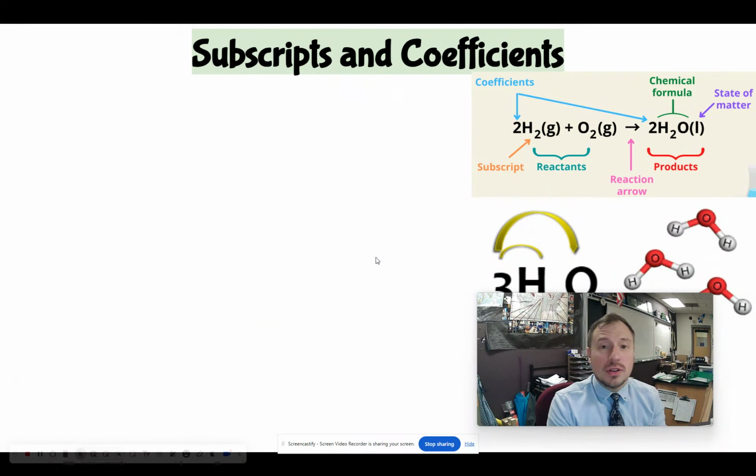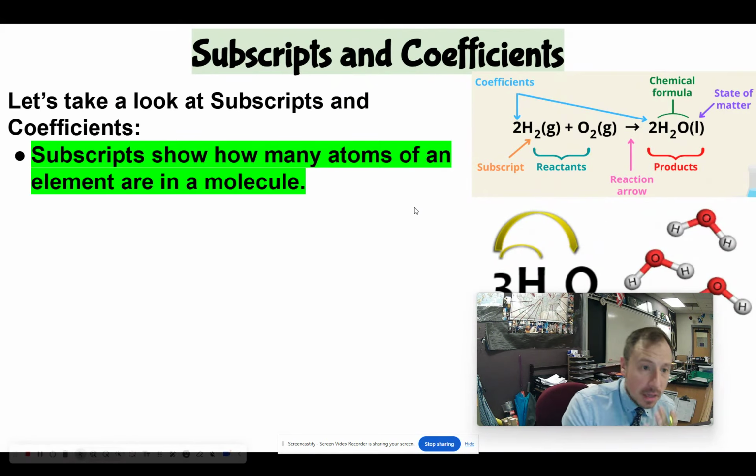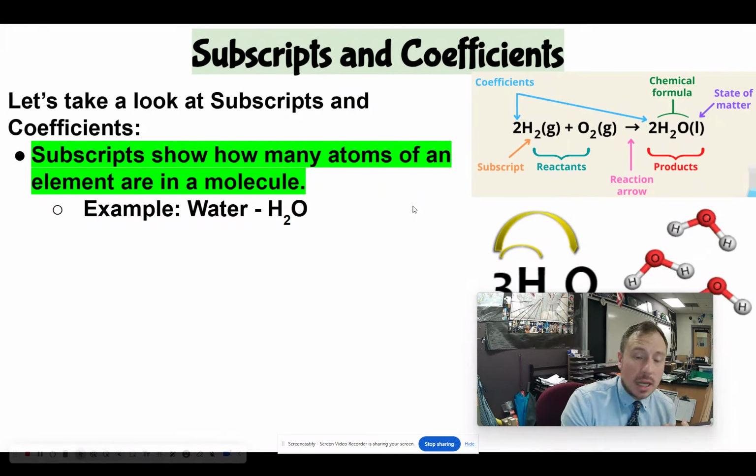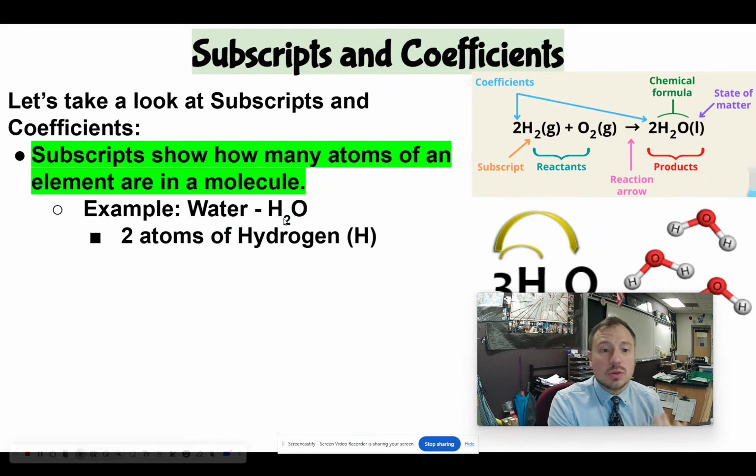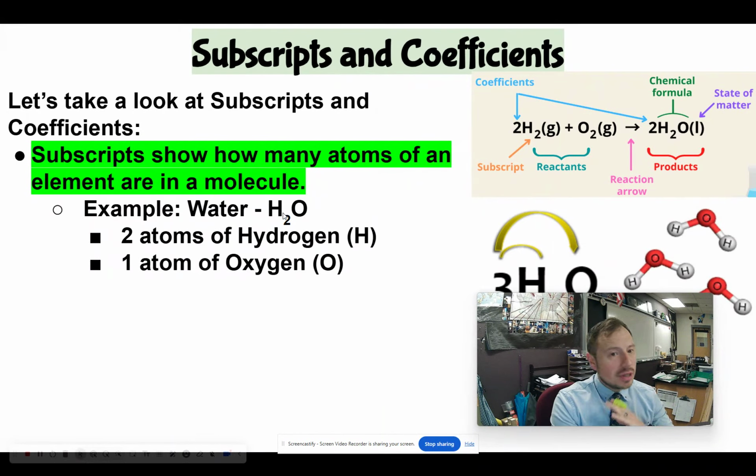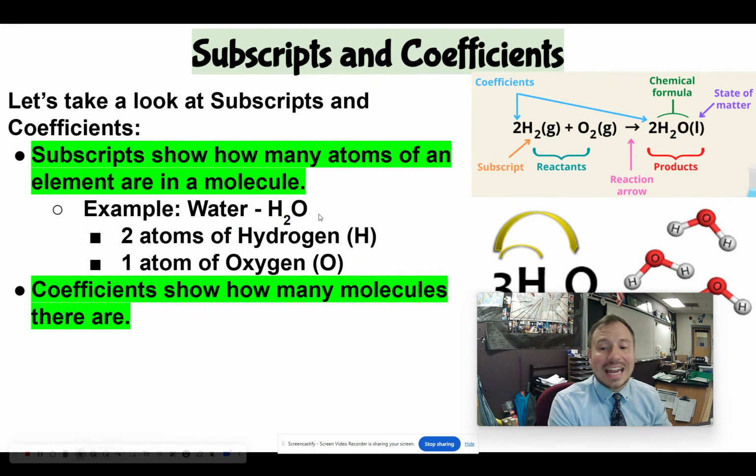If we zoom in even further, the subscripts and the coefficients, those are the numbers that you see in the equations, right? Now, subscripts show how many atoms of an element are in a molecule. So if we're looking at H2O, water, the subscripts: I've got 2 hydrogens, 1 oxygen, right? Now with subscripts, you do not write the 1. The 1 is just implied. So that oxygen does not have a subscript there, but it's just a 1. I've got 1 oxygen. At this time, I'll go ahead and give you that verbal code. The verbal code is 798.